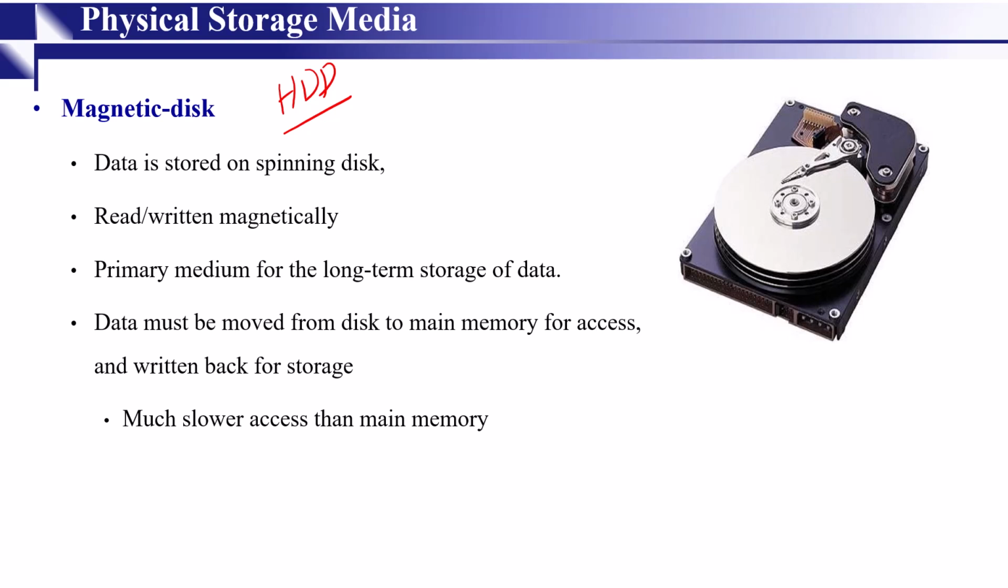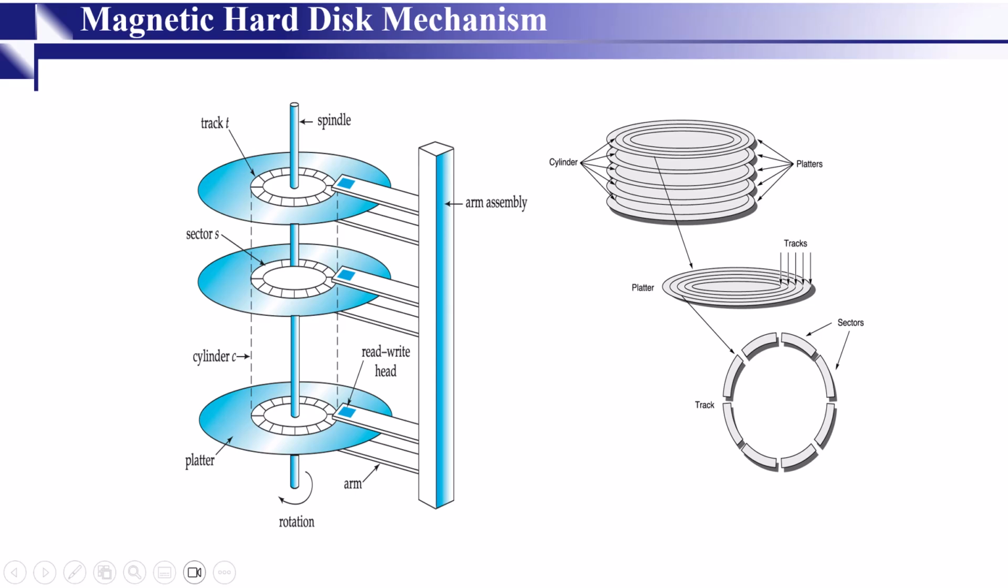Hard disk drive follows direct access, as I said. It means it is possible to read data on disk in any order, unlike magnetic tapes. And then hard disk drives have much larger capacity and lower cost per byte compared to main memory and flash memory. So let's have a closer look at the HDD, how they work.